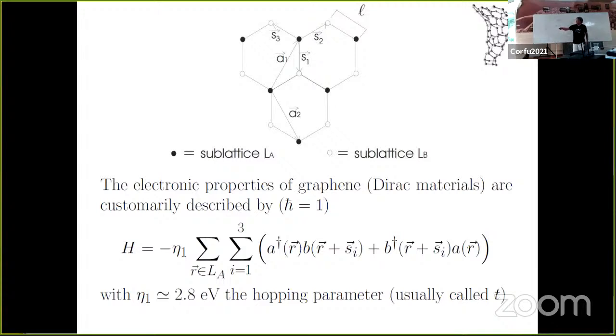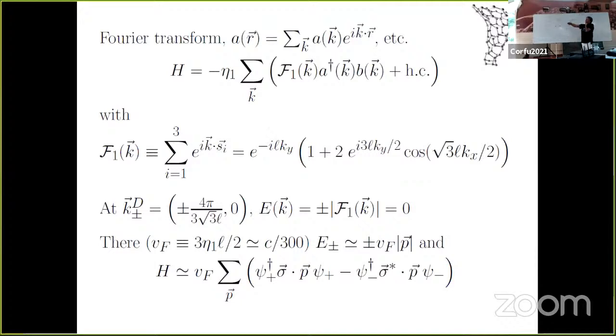And you see, you have this hopping structure, so sublattice A, sublattice B. These terms act in such a way that you destroy a B particle, then you create an A particle, and so on and so forth. And that's how you move along here. I have this notation eta 1, and then you see more etas below, but usually this hopping object is called T in the literature. So you do a Fourier transform of everything you see there, and the very same Hamiltonian that you see over here becomes this one.